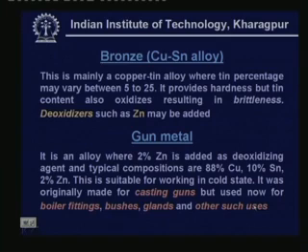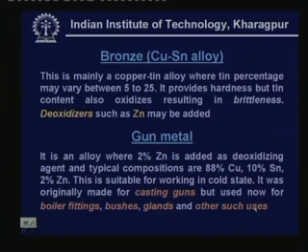Gunmetal is also an alloy of copper, where 2% zinc is added as a deoxidizing agent, and typical compositions are 88% copper, 10% tin, 2% zinc. This is suitable for working in cold state. It was originally, as you know, made for casting guns, but now it is used for boiler fittings, bushes, glands and other such uses. But the name derived because it was used primarily for casting guns.